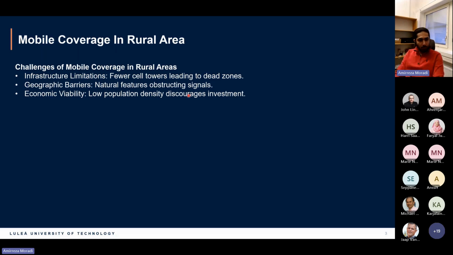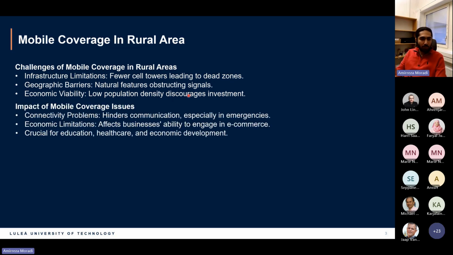If we look at rural areas, there are some challenges for mobile coverage in those areas. The first thing is there are fewer cell towers there, which can lead to dead zones or weak signals. The other thing is there are some geographic barriers, like mountains, forests, and huge lakes that can be considered a barrier. And lastly, because of the sparse population, operators usually do not like to invest in those areas because there are fewer people living there.